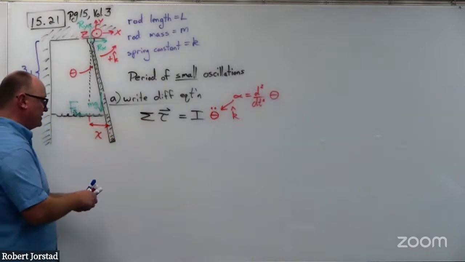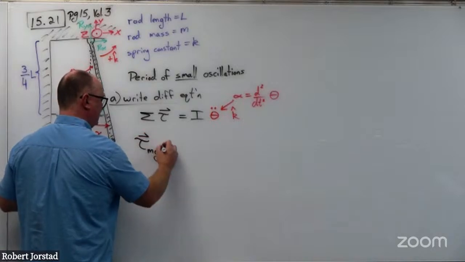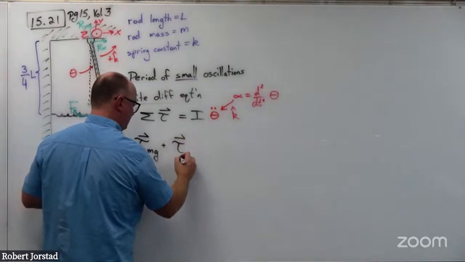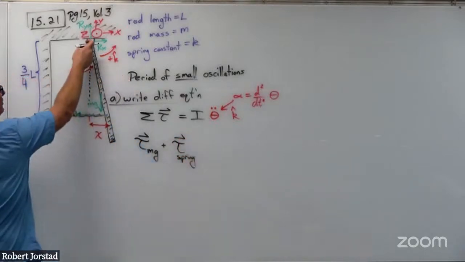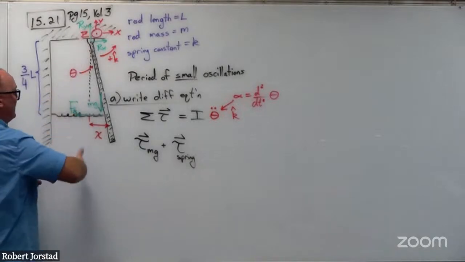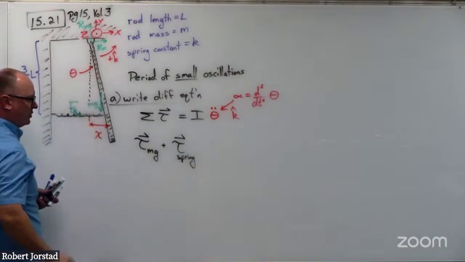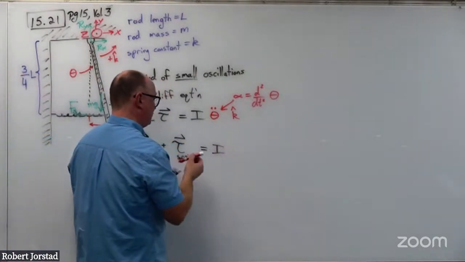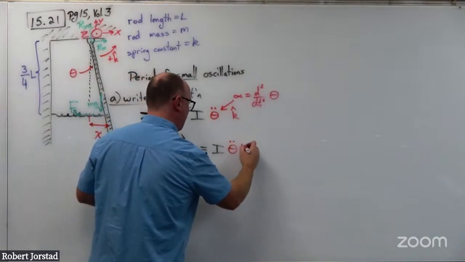Okay, so there's going to be a torque caused by mg, and there's going to be a torque caused by the spring. And then these forces cause no torque. Why? Line of action through pivot. No torque. So all this is equal to I theta double dot in the k hat.